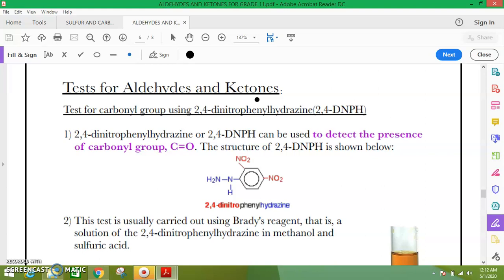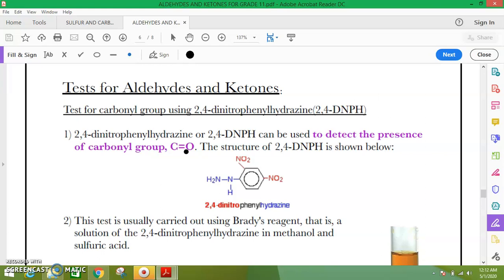So first, the test for the carbonyl group using 2,4-dinitrophenylhydrazine. Number 1 here, 2,4-dinitrophenylhydrazine, or 2,4-DNPH, can be used to detect the presence of the carbonyl group. It means this is the test we are going to use to detect the presence of the carbonyl group.